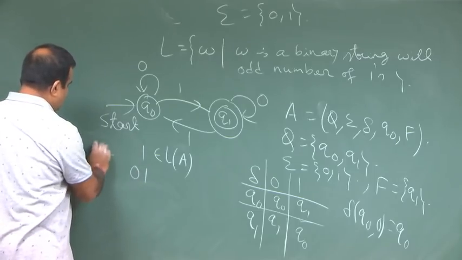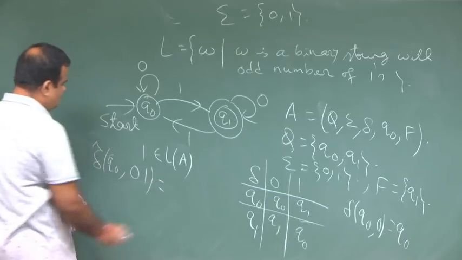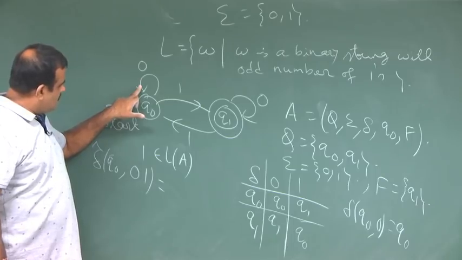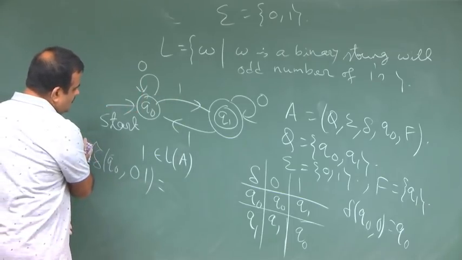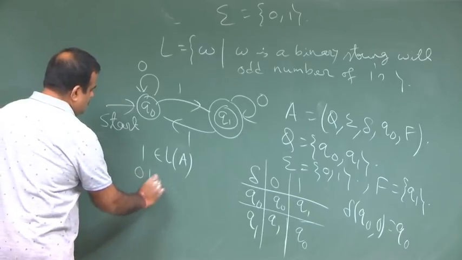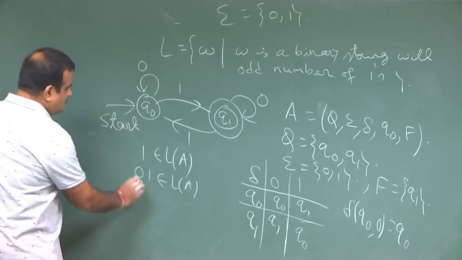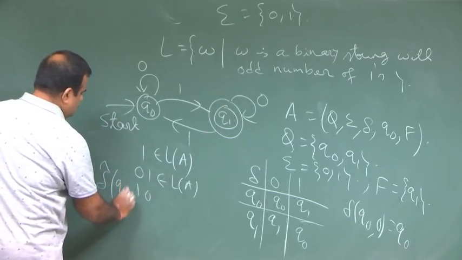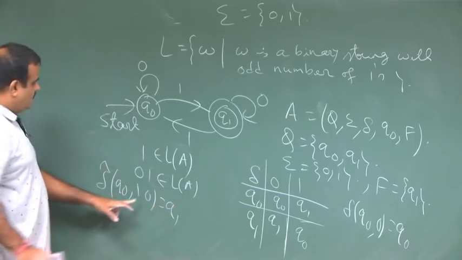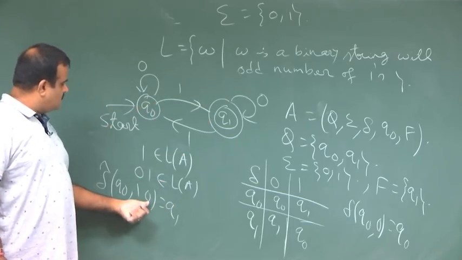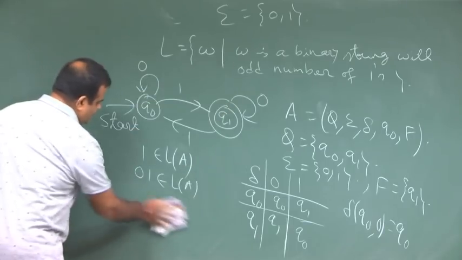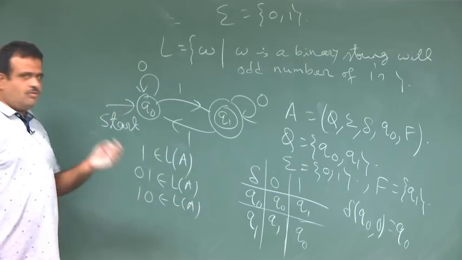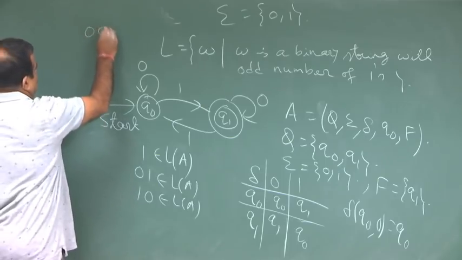Then 0 1. So, delta hat of Q0 on 0 1. Starting at Q0, first we see a 0, it stays here, then we see a 1, so it is accepted. Then 1 0: if we see a 1, we reach Q1, and if we see a 0, we hop there and stay at Q1, so this is accepted.